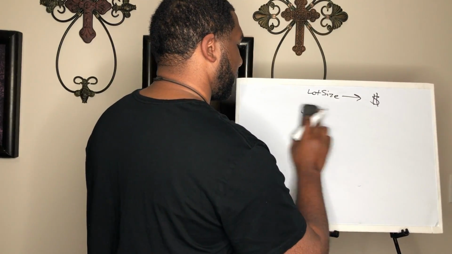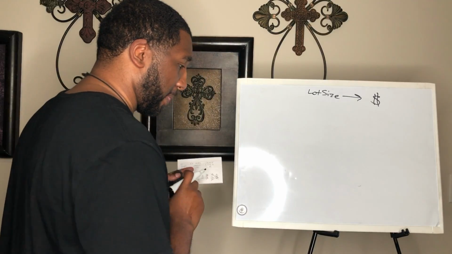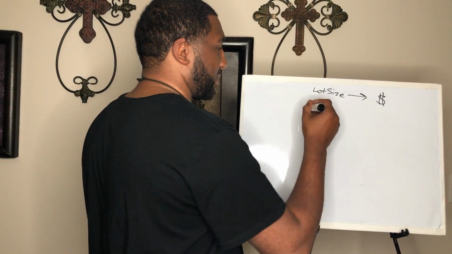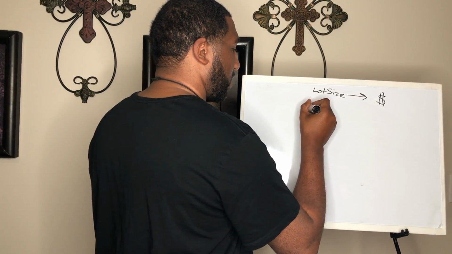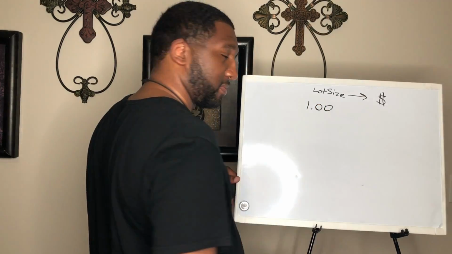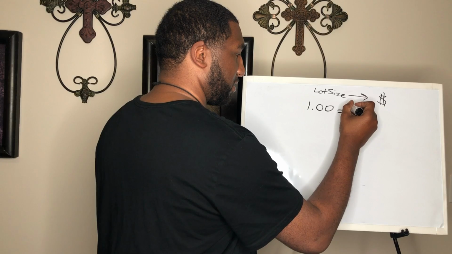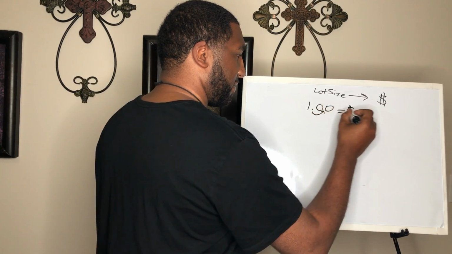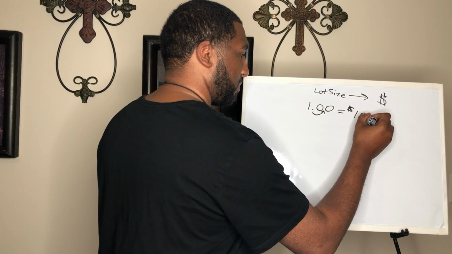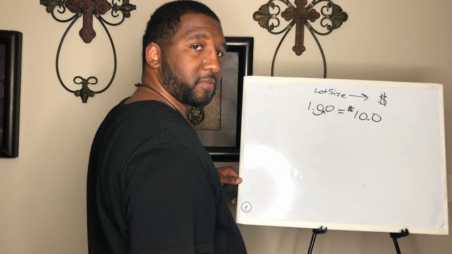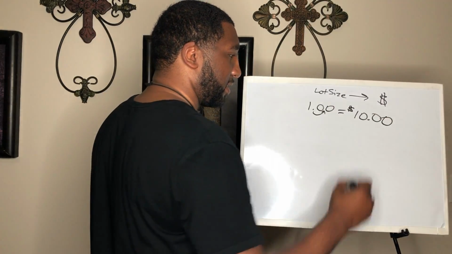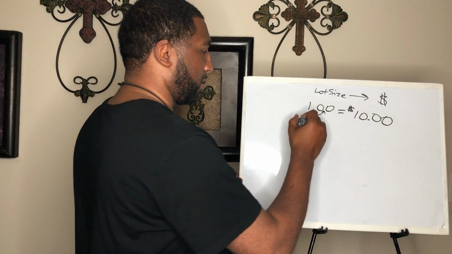All right, so now let's do another one. Let's do a few more. Lot size 1.00. What would that be? Let's do the conversion. 1 times to the right, 10.0. What do we do? Add a 0 on back. That's $10 per pip. What would this be?